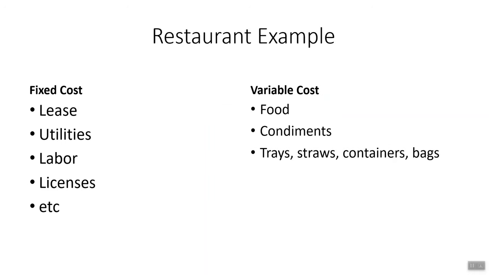So let's give an example with a restaurant. The restaurant would have a lease, or whatever their rent was for that location, their utilities, labor for staff and things like that, any licenses they needed to have, etc. Variable costs would be food, condiments, trays, straws, containers, and bags. So basically, when someone comes in the door, the difference in what they're going to spend with each customer depends on how much that customer orders. That's going to be the food, condiments, trays, straws, containers, and bags. All of the fixed costs are going to, for the most part, stay the same.